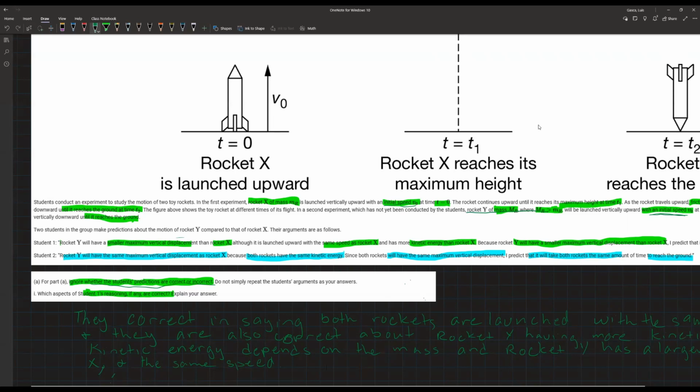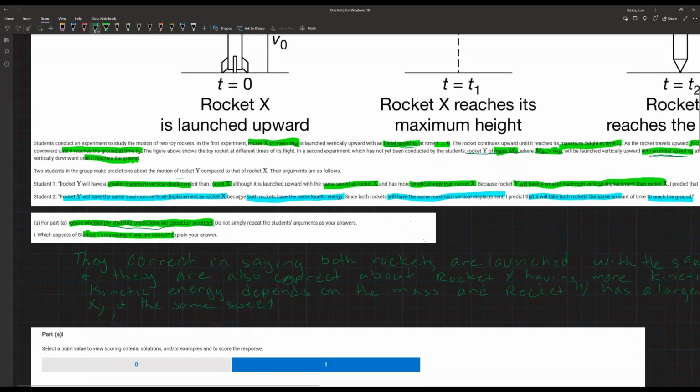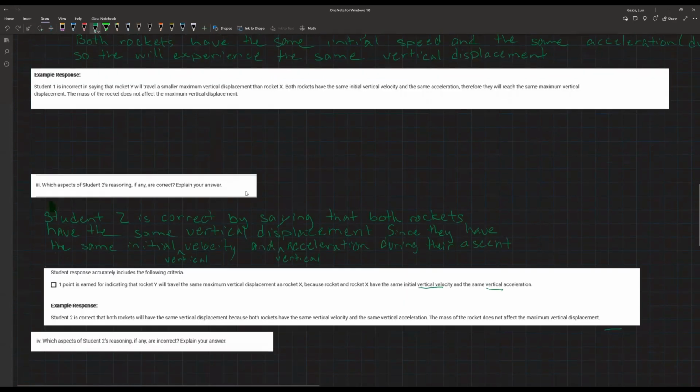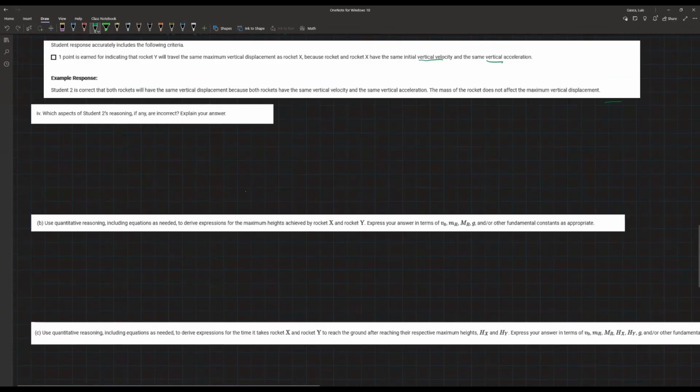All righty. So if we look at this, the main incorrect statement here is that they have the same kinetic energy. Exactly. Rocket Y has a greater mass, so the two rockets do not have the same kinetic energy. Very good.